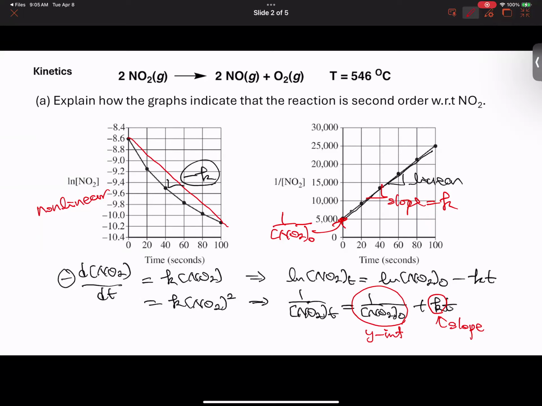Because the first one is obviously not linear, initially there was a very rapid change, and then when you connect two points, the slope is decreasing, so it is slowing down as time goes on. This is definitely not a first order reaction. But the second one, when you draw the graph of the reciprocal of the concentration of the reactant over time, is definitely linear, which is evidence that this is a second order reaction.